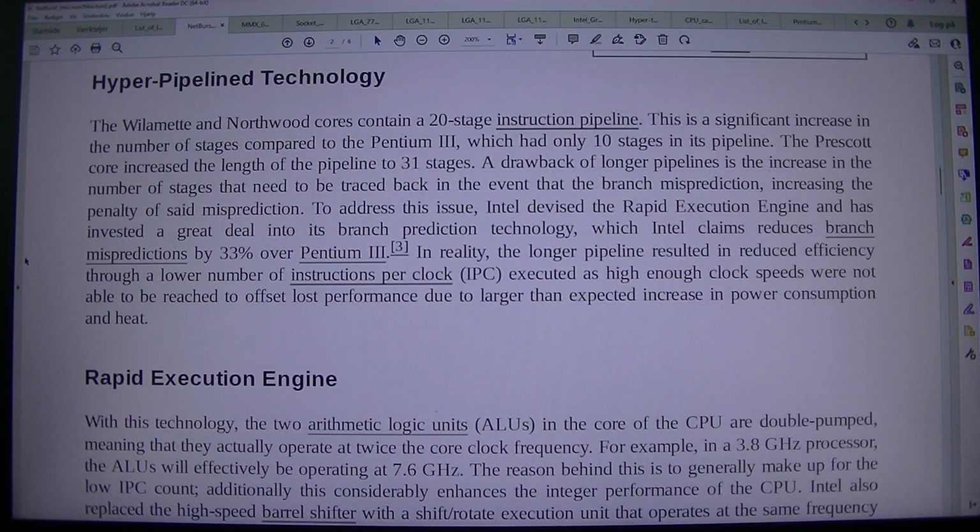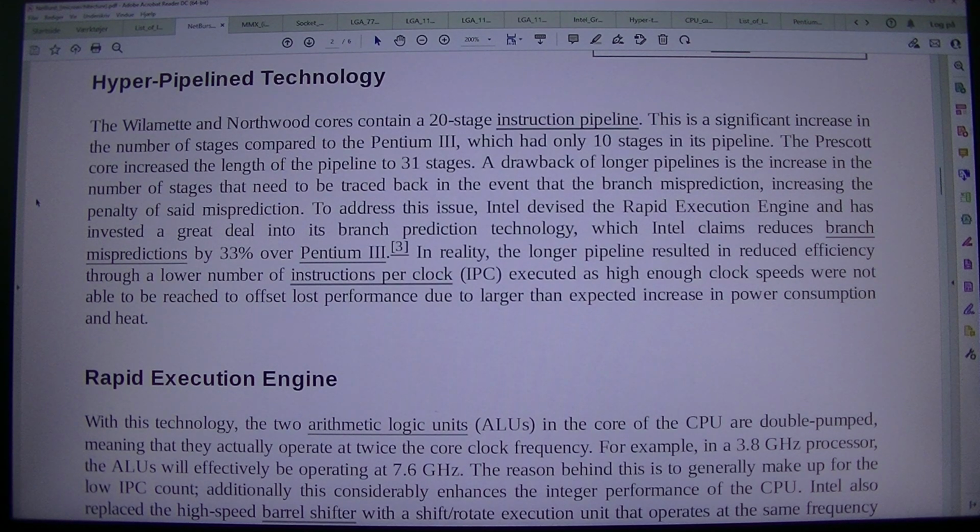Hyper-pipeline technology. The Willamette and Northwood cores contain a 20-stage instruction pipeline. This is a significant increase in the number of stages compared to the Pentium 3, which had only 10 stages in its pipeline. The Prescott core increased the length of the pipeline to 31 stages. A drawback of longer pipelines is the increase in the number of stages that need to be traced back in the event of a branch misprediction, increasing the penalty of said misprediction.